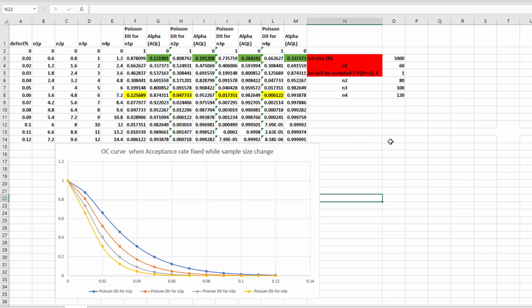Okay, for the management, the consumer risk goes down because a random sample of 120 products from a lot with 6% defective is less likely to have only 1 or fewer defective products. So in this way, I hope you understand that when you increase the sample size, the producer risk will increase while the consumer risk will decrease. Okay, so in this way you will interpret how the OC curve changes when the sample size or the acceptance number changes. So I hope you understand.